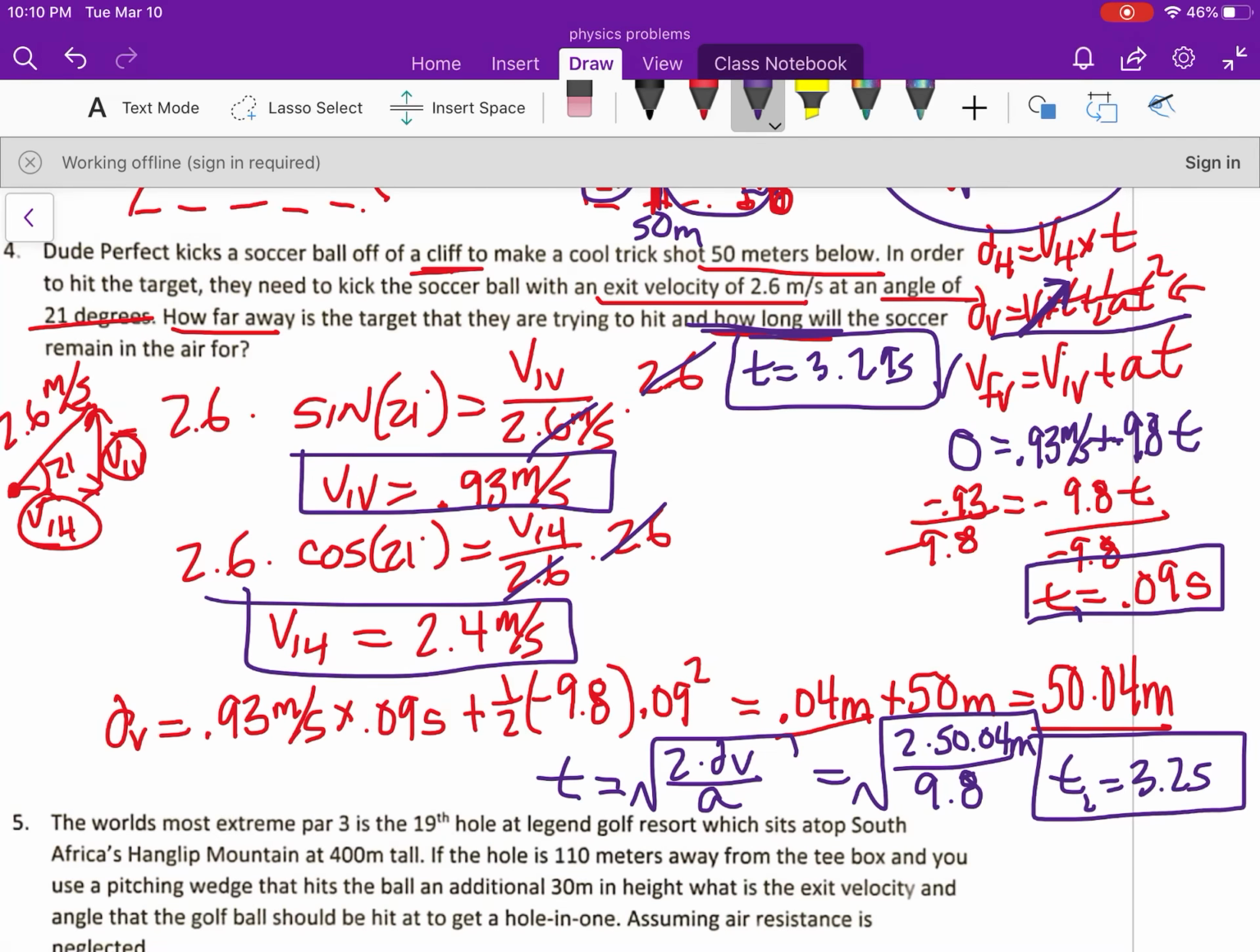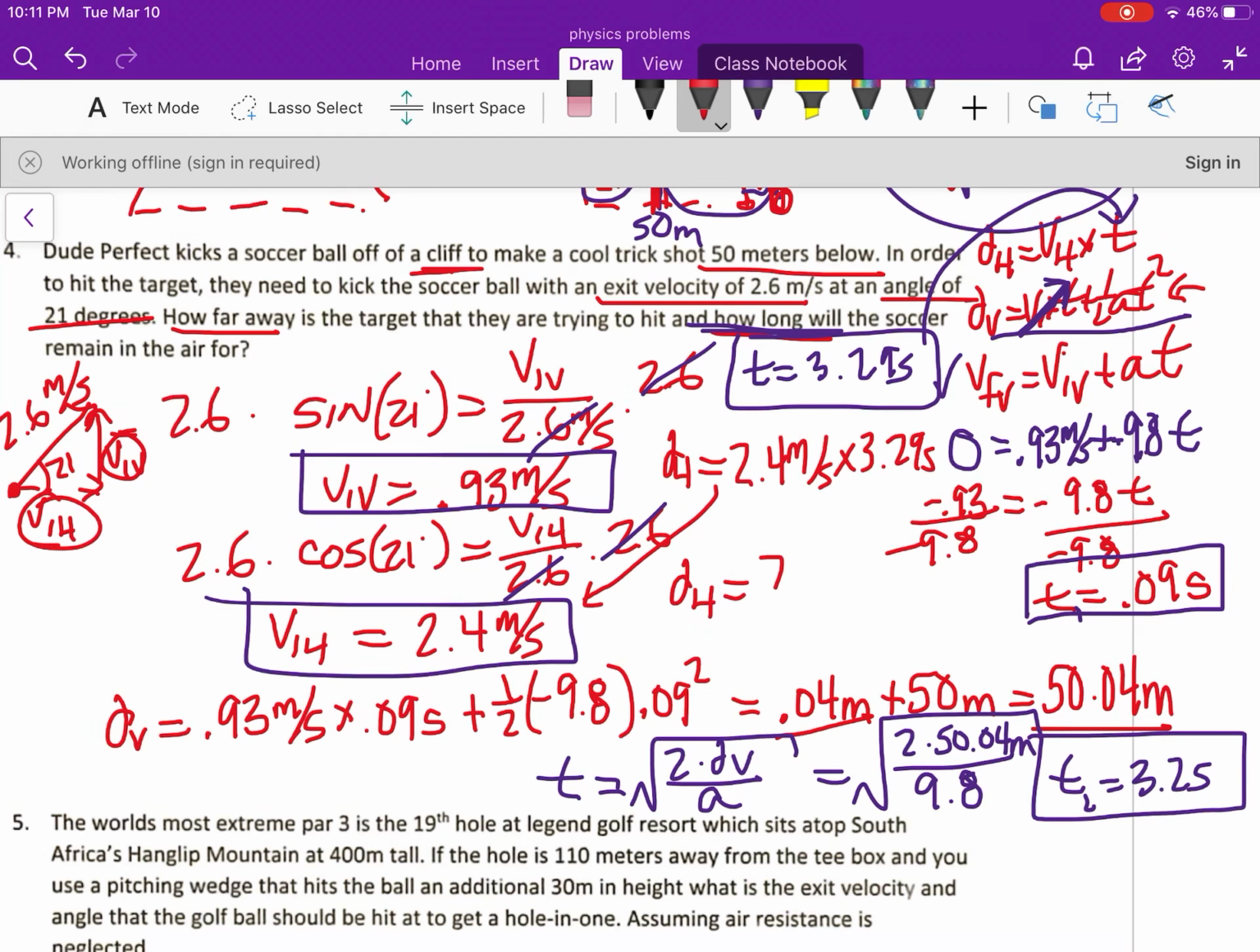Luckily, the second part is easy, because we can just take that answer and plug it in to this horizontal distance equation. So my horizontal distance is equal to my horizontal velocity, which is 2.4 meters per second, right? That's what we calculated here at the very beginning, times my time, which is 3.29 seconds. When I do that, I get 2.4 times 3.29, which will be a total distance of 7.9 meters. You could round that up to 8 meters.